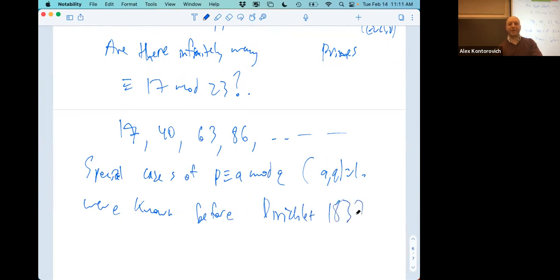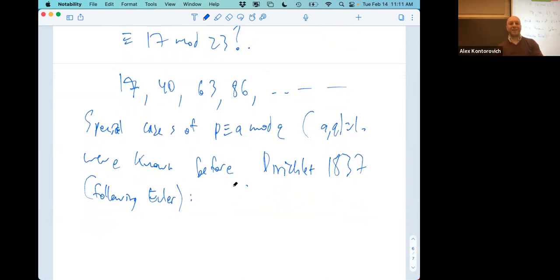This is 1837. What he showed, actually following Euler, which is the first thing that Euler did with the Euler product formula, is something like: if you take the sum over all primes in a progression A mod Q, with A coprime to Q, of the reciprocal of the primes, that sum diverges. So not only are there infinitely many, there's so many that the sum of their reciprocals diverges. So if I take 1/17 plus, I don't know what the next time I'm going to hit one is going to be, but whenever I do, that series will diverge.